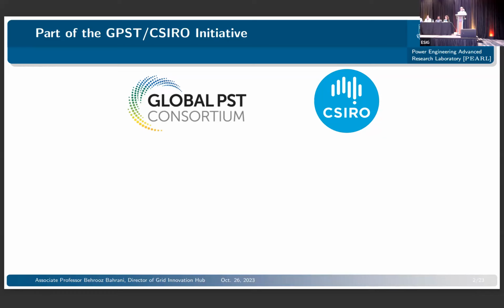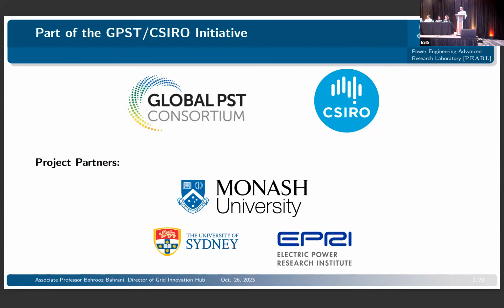Before I start, this is a part of a larger work that has been funded and initiated by GPST, Global Power System Transformation Consortium, and CSIRO in Australia. CSIRO is equivalent to National Labs loosely in the US. They've been working with a number of universities in Australia to advance the research agenda that we have been helping them to develop in the last couple of years, and hopefully it will be a continuing endeavor. In the project, we've been working with University of Sydney and also EPRI. What I will be presenting is a summary of the first stage of the work.